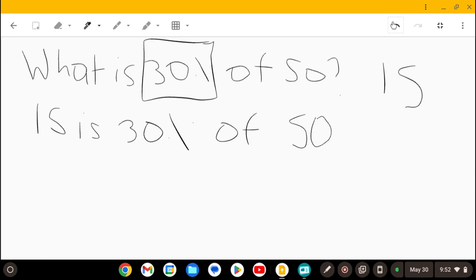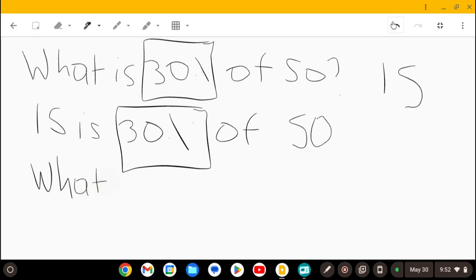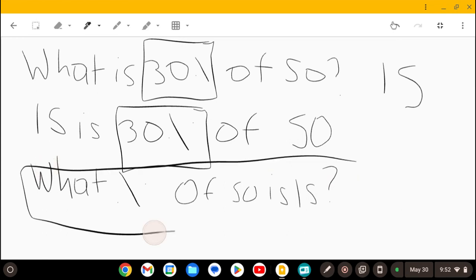So, 30%. What if the percent was not given, right? We could rewrite the question as: what percent of 50 is 15? So this is how you'd normally see the question. What percent of 50 is 15?